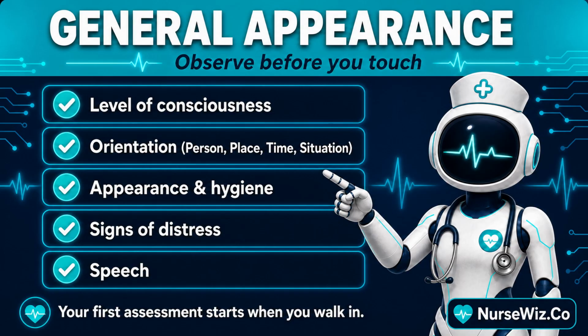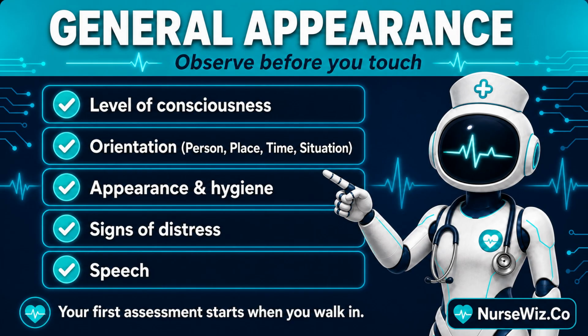Let's make that concrete. Level of consciousness. Normal is a patient who is awake, who looks at you when you speak, and who answers you without being shaken awake. Concerning is the patient who needs repeated prompting, who drifts off mid-sentence, or who is suddenly agitated when they were calm before. Orientation. Ask their name, where they are, what day or time it is, and what brought them in. Normal is all 4. Concerning is when one of those slips, and it's more concerning when it slipped since your last assessment.